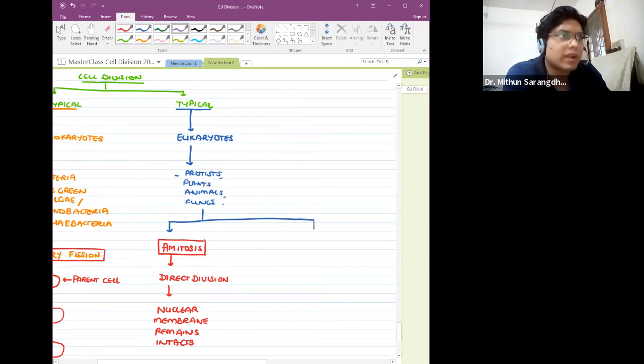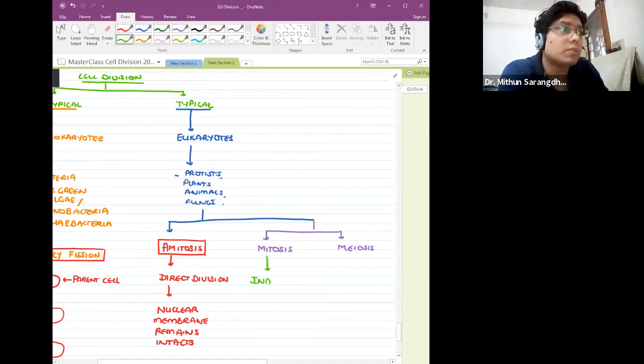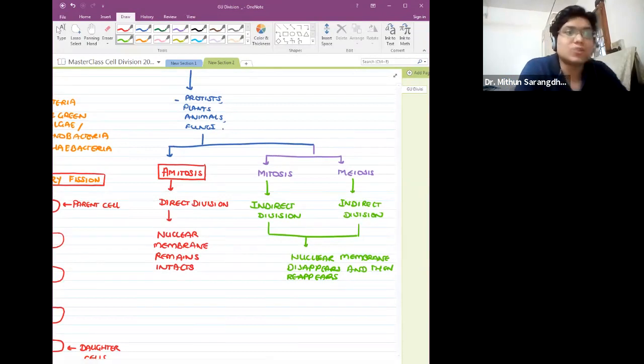Now, guys, after amitosis, we are going to have the next two, that is mitosis and meiosis. But when we talk about mitosis, once again, what did I tell you? This is going to be indirect division. And meiosis also is indirect division. So guys, you need to understand this, very important from the NEET point of view. Indirect division means the nuclear membrane is going to disappear, and then ultimately at the end it is going to reappear.